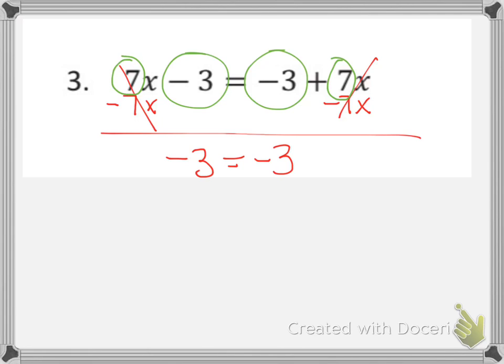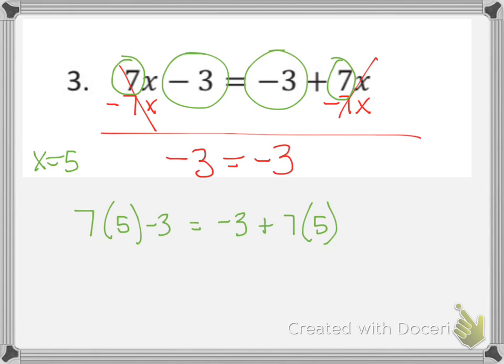And just to give you an example, what if x is 5? Well, if x equals 5, I would get 7 times 5 minus 3 is equal to negative 3 plus 7 times 5. And then 7 times 5 is 35, minus 3 is 32, is equal to 7 times 5 is 35, and 35 and a negative 3 is 32. I'm always going to get, no matter what I put in for x, the two sides equal to each other.